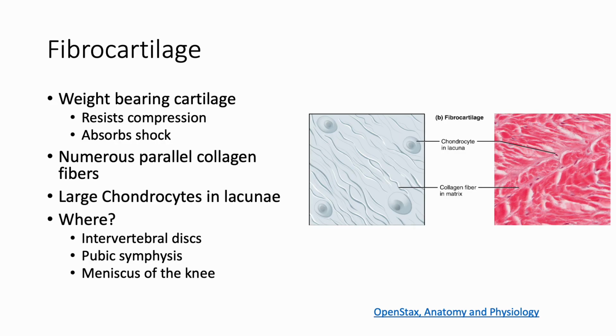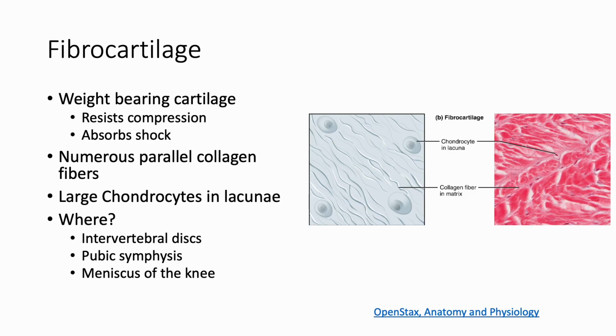Next type of cartilage is fibrocartilage. This is what we would think of as weight-bearing cartilage because it's important because it absorbs shock and it resists being compressed. Now, when you look at tissue samples, what you'll notice is that this is made up of many parallel collagen fibers. So we can actually see those in these samples, in the illustration and in the histological sample. Now, the chondrocytes are going to look larger in fibrocartilage than in hyaline cartilage.